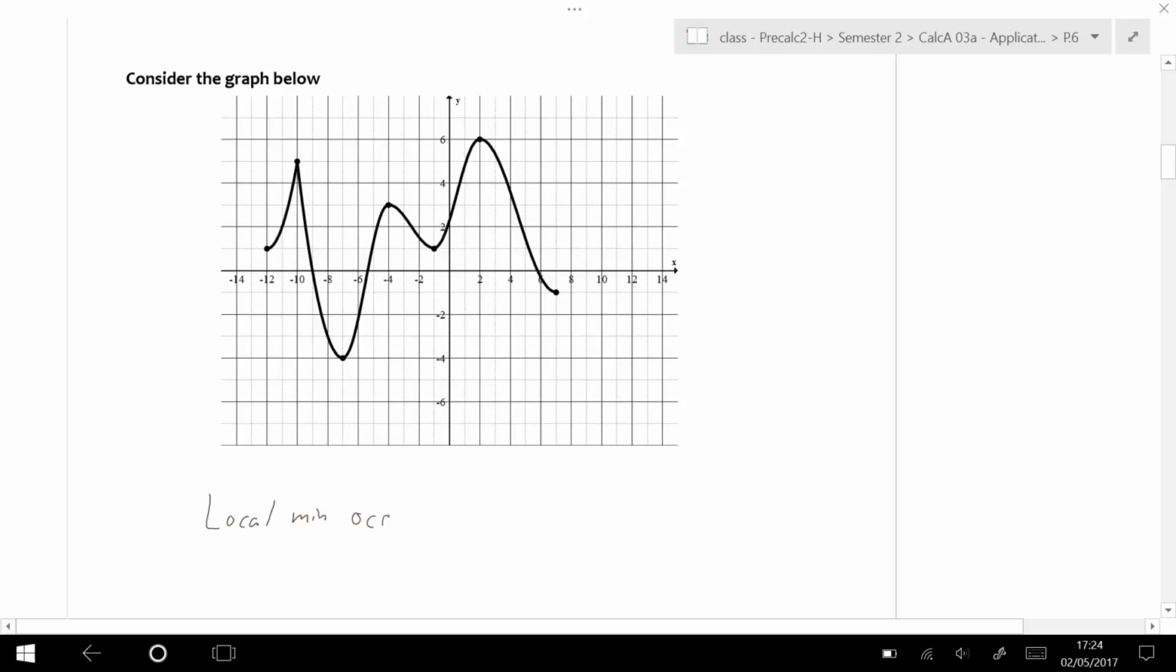So if I say a local min occurs at x equals, well, I could say negative 12 because that would be this one. I could say negative 7, that would be this turning point. I could say negative 1, that would be this turning point. And then I could say positive 7. So those would be all the possible places where my local min occurs. Sorry, just fixing this here. That's negative 7, not negative 9.